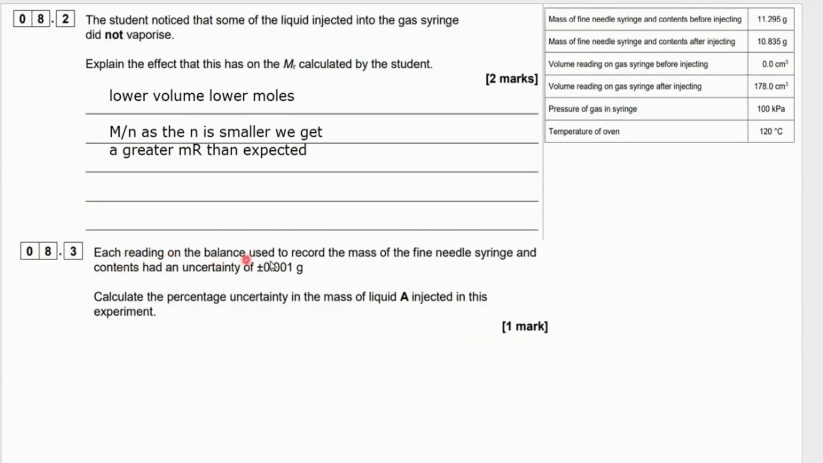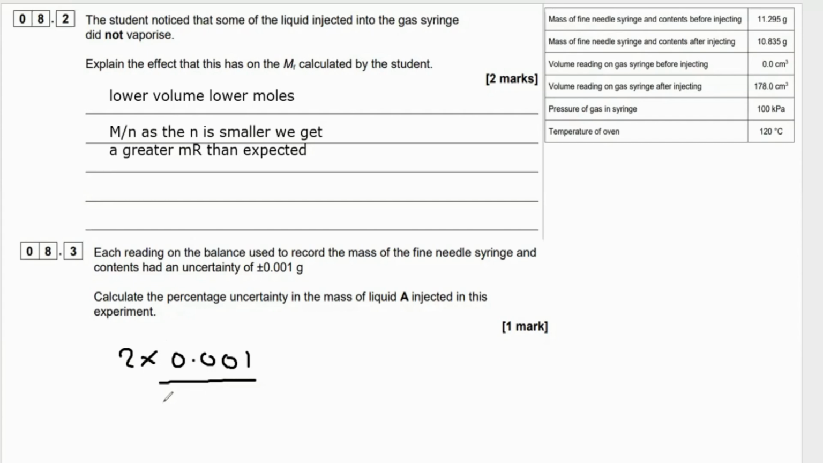Each reading on the balance used to record the mass of the fine needle syringe and contents had an uncertainty of plus or minus 0.001 grams. Calculate the percentage uncertainty in the mass of the liquid A injected in this experiment. So it says each reading on the balance, and we've got 2 readings on the balance. So we need to do 2 times 0.001. Percentage uncertainty is where you divide the total uncertainty, so we're doubling that because there's 2 readings, over our reading.